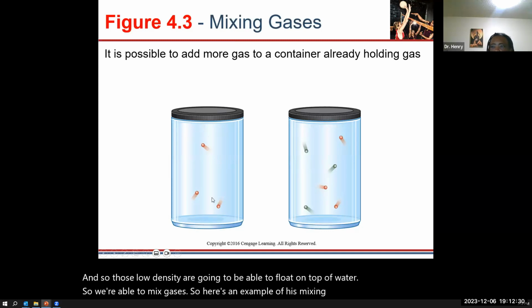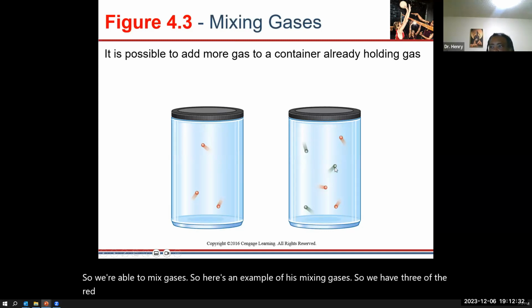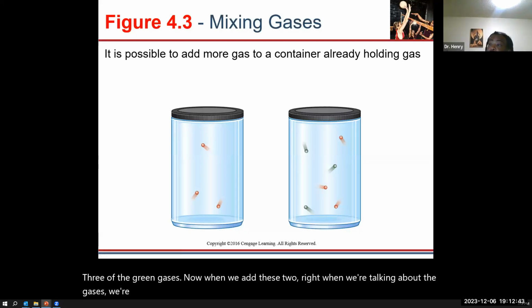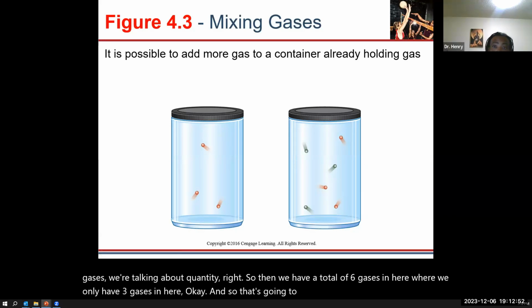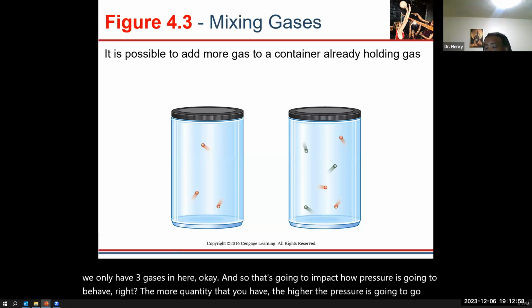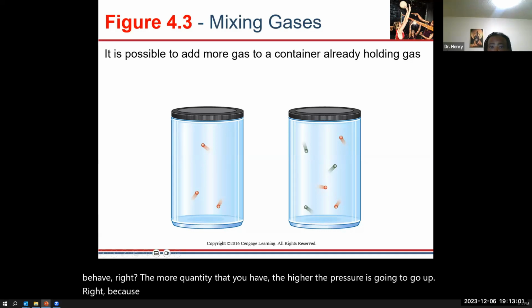So we have three of the red gases, and then here we have three of the red gases, and three of the green gases. Now, when we add these two, right, when we're talking about the gases, we're talking about quantity, right? So then we have a total of six gases in here where we only have three gases in here. Okay. And so that's going to impact how pressure is going to behave, right? The more quantity that you have, the higher the pressure is going to go up, right? Because pressure and the number of moles are directly proportional.